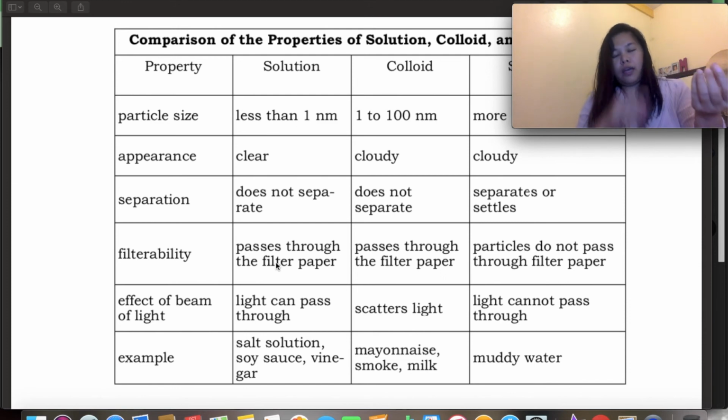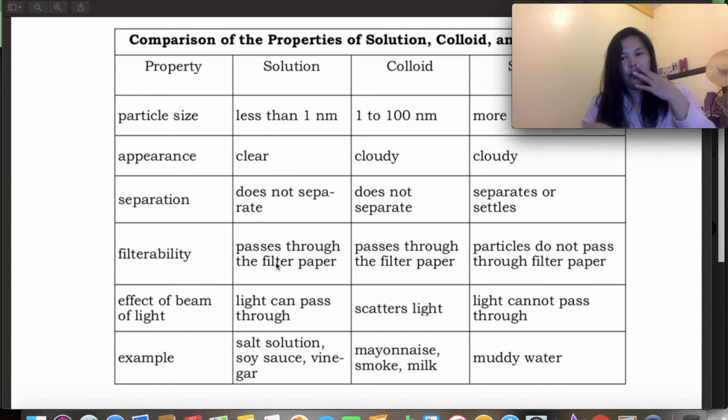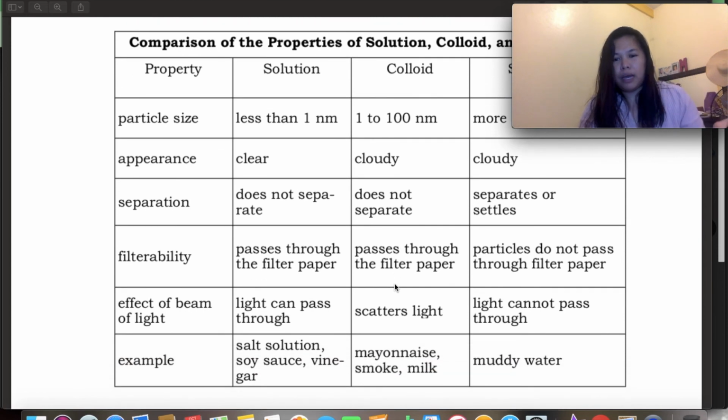Okay, ito na yung sinasabi ko na yung solution of vinegar and alcohol, pag flashlight mo siya, tatagos lang din yung light. And then sa colloids, when you mix detergent powder or dishwashing, pag flashlight mo siya, makikita mo yung maliit na particles. And then, the suspension naman, light cannot pass through it kasi nagsisettle down siya. And then, another example of the solution are salt solution, soy sauce, vinegar.